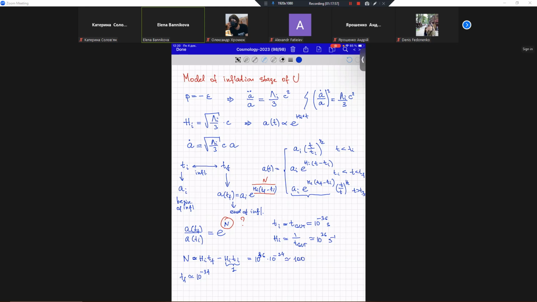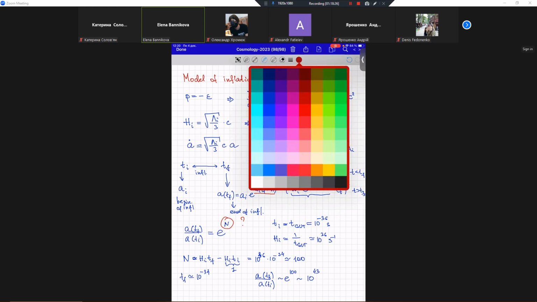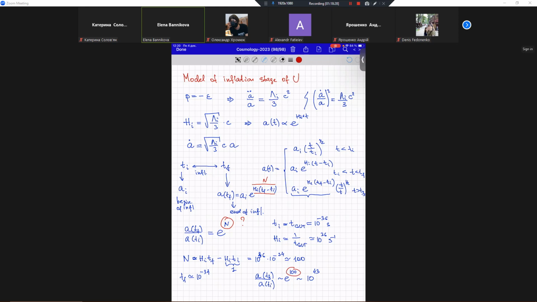So in principle, it's enough if the space will expand, let's put here again t_f divided by t_i as e to the 100, or if you go to base 10, this is 10 to the 43. So for now, consider that this is enough. This number is enough to succeed with solving the problem of Friedman cosmology.